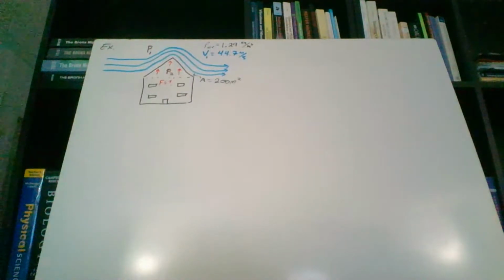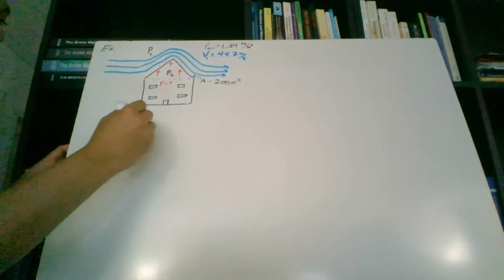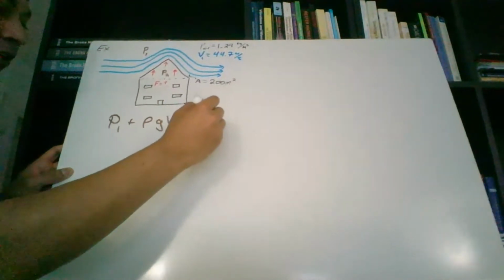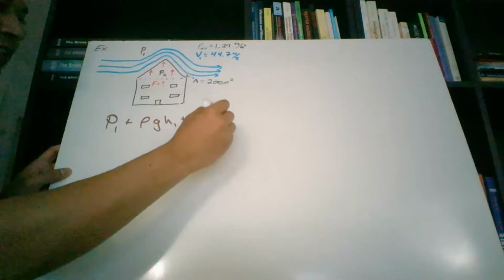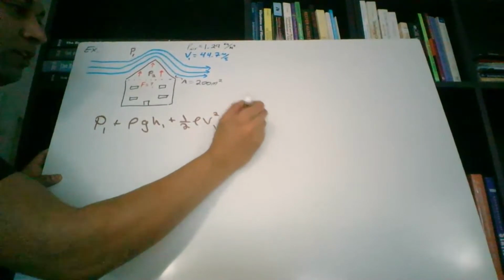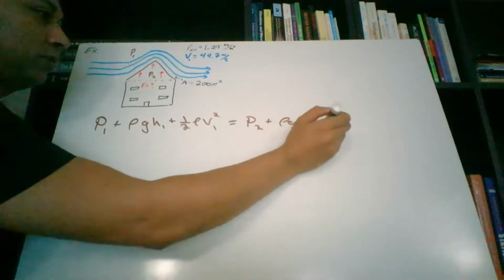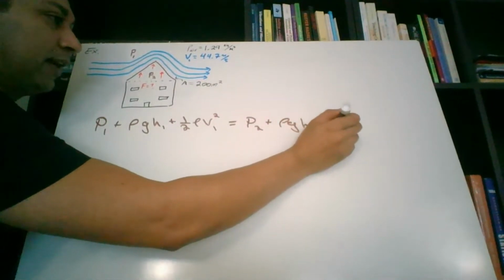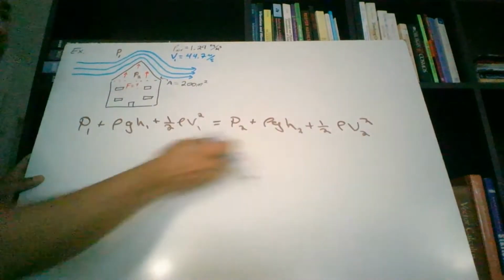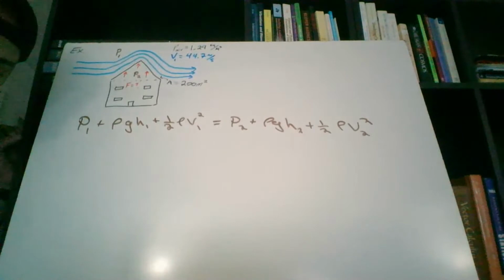Okay? To do that, we're going to use Bernoulli's equation, which is P1 plus rho g h1 plus 1/2 rho v1 squared is equal to P2 plus rho g h2 plus 1/2 rho v2 squared. So there's Bernoulli's equation, and we're going to figure out what the force is equal to.